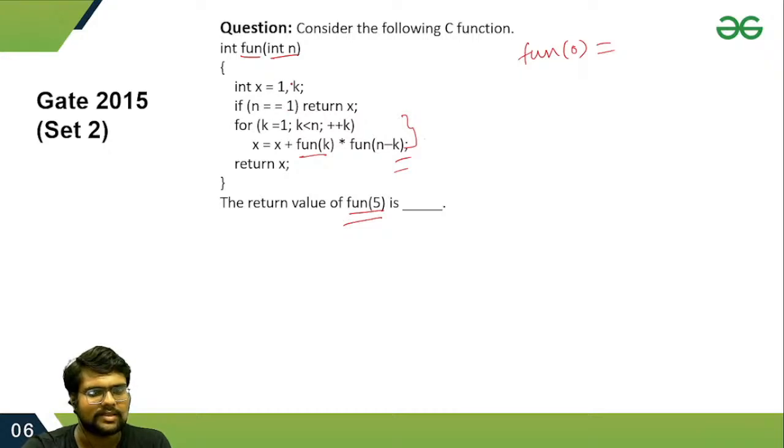So here there is no condition for 0, so let's start with fun of 1. Fun of 1 is when n is equal to 1, then we return x. So x is 1, so we will return 1. So it will be 1.